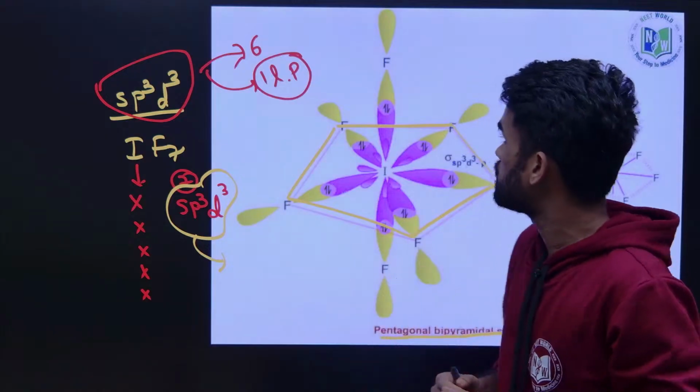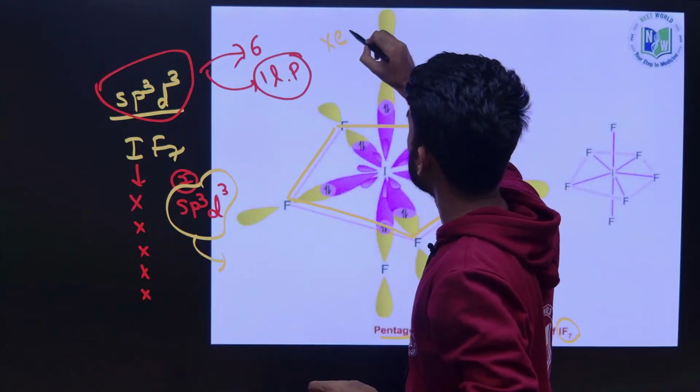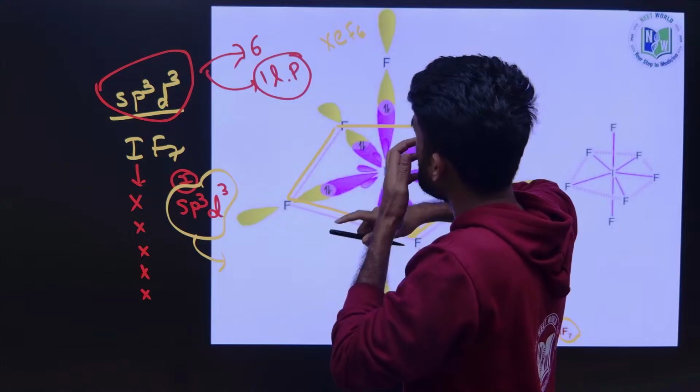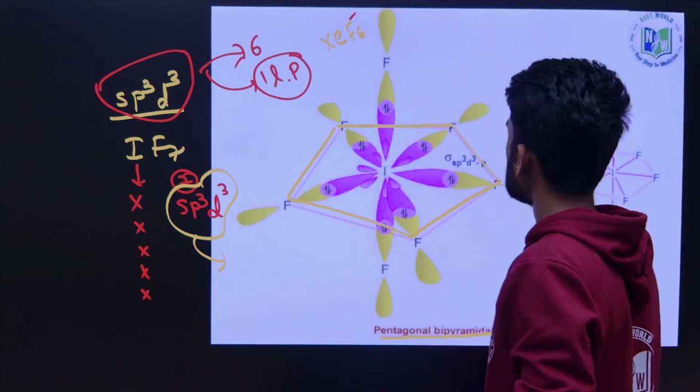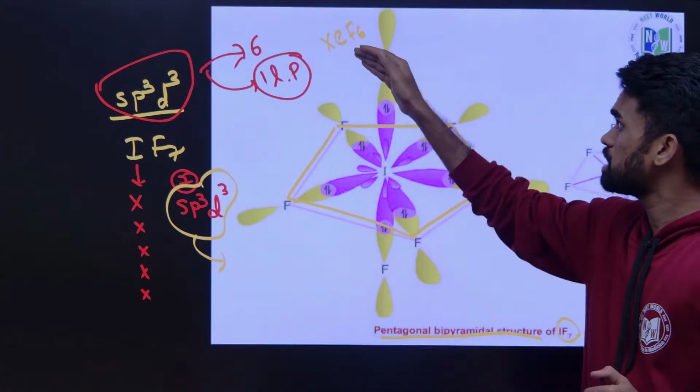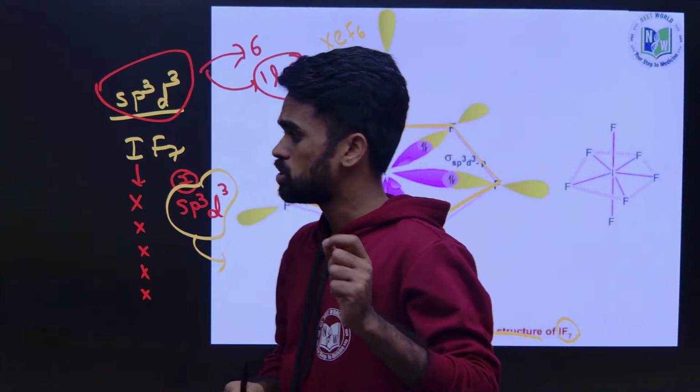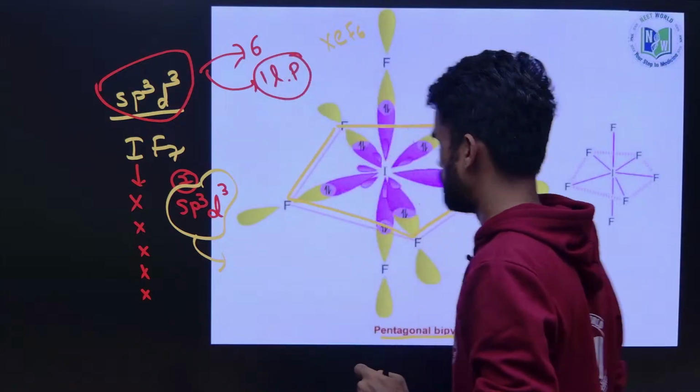So where do we get that? Something like XeF6 we have, XeF6 minus. So in this case we will get distorted octahedral geometry. Hope this is also clear, right.